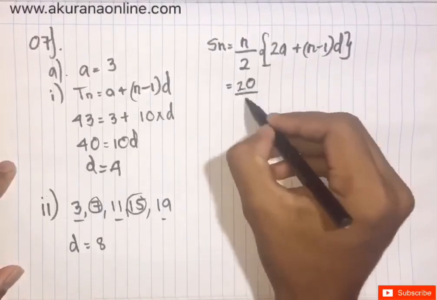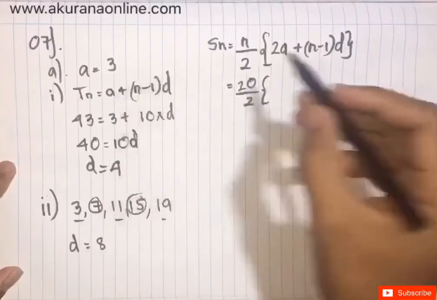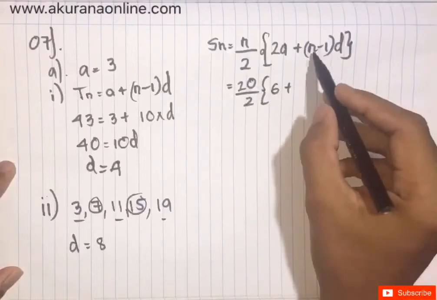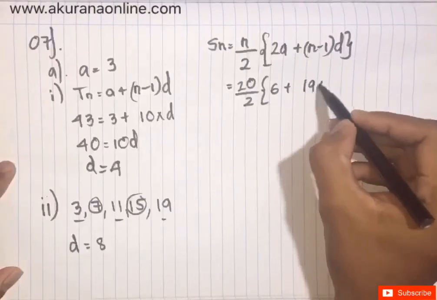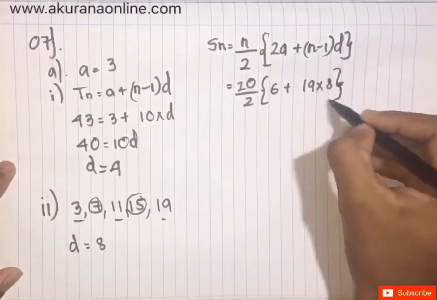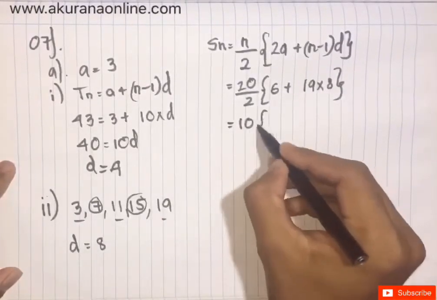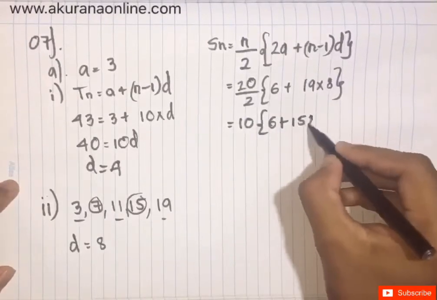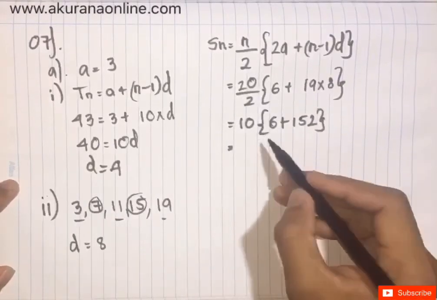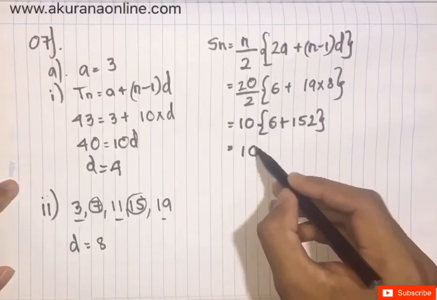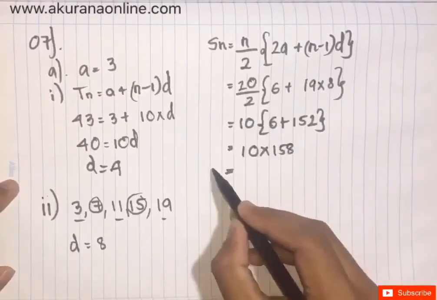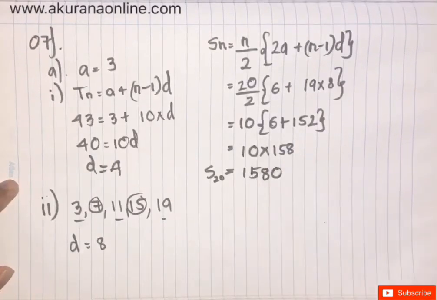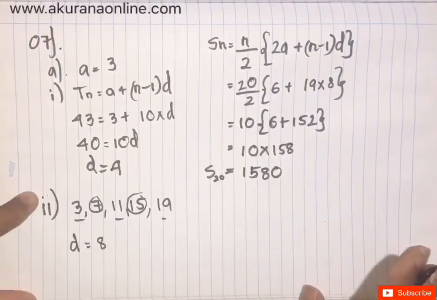Therefore 20 over 2, a is equal to 3, 3 times 2 is 6, plus n minus 1. Now how much is n here? 20. 20 minus 1 is equal to 19, into d, which is now 8. So you have 10 times (6 plus 19 into 8), that will give you 152. Therefore 10 into 158, the sum of 20 terms, is equal to 1580. That's all.